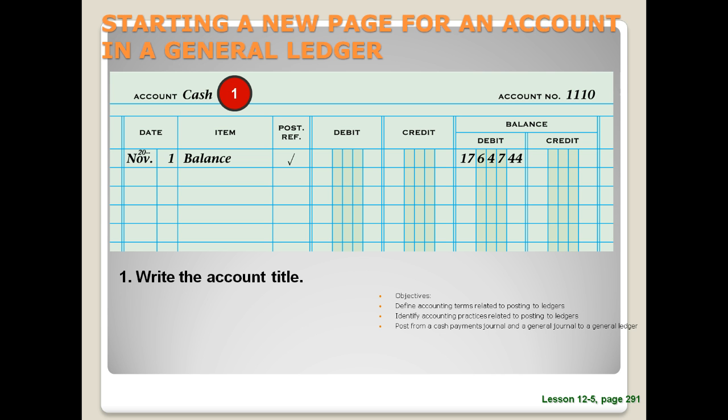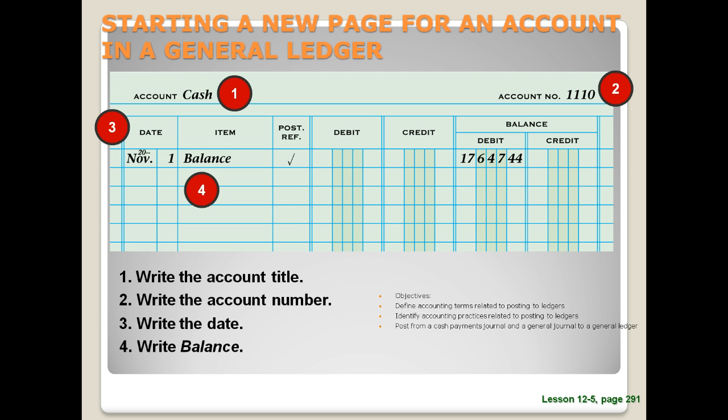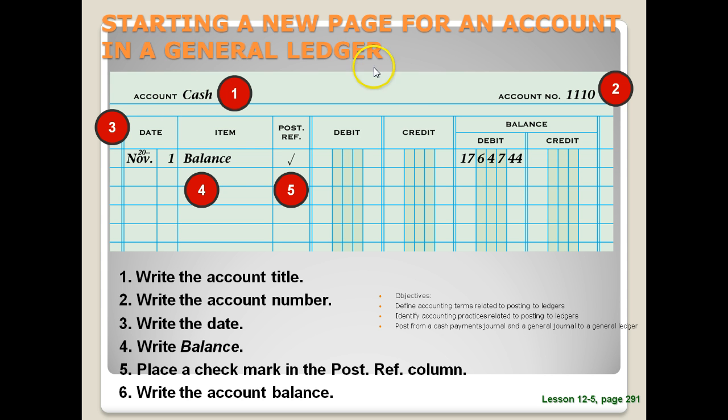So this was the process. Write the account title, write the account number, write the date, write the word balance, put your check mark, and write your account balance. And of course, cash is an asset. It has a normal balance of a debit.